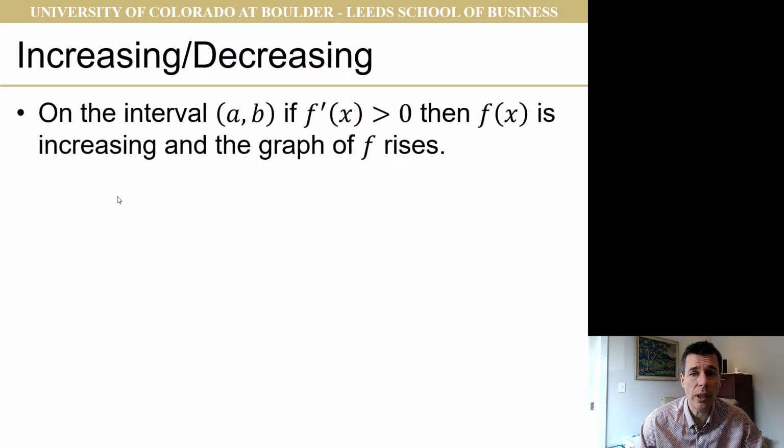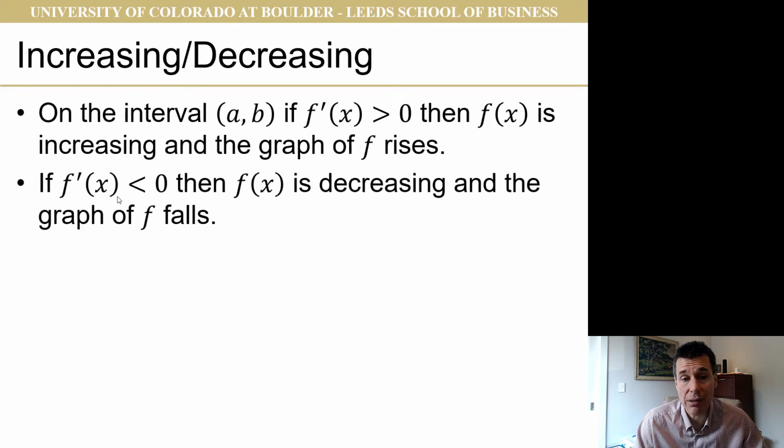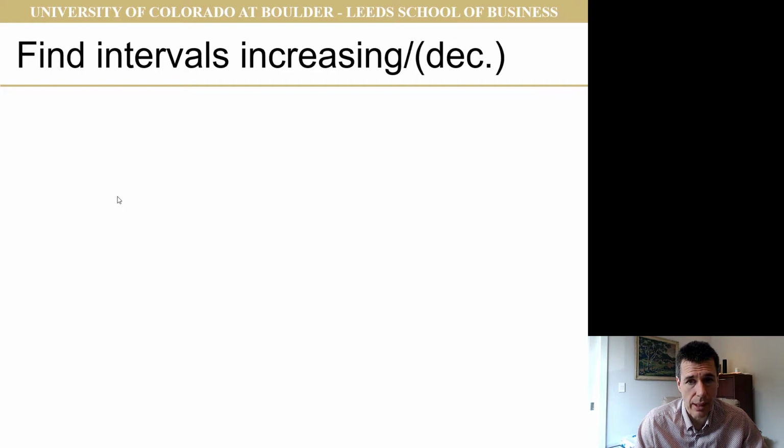Okay, so we know the following. On the interval AB, if f prime of x, the derivative of a function, is greater than 0, then f of x is increasing. And if it's less than 0, then it's decreasing. Okay, so let's do a couple of examples.